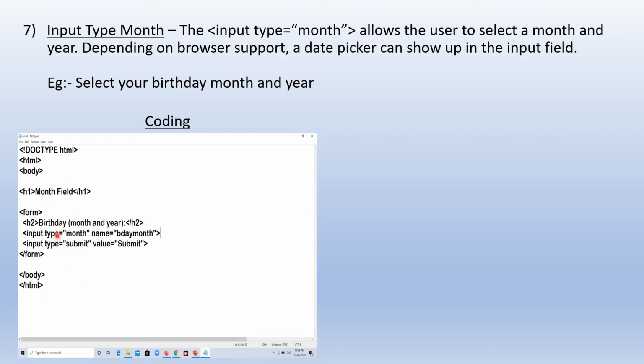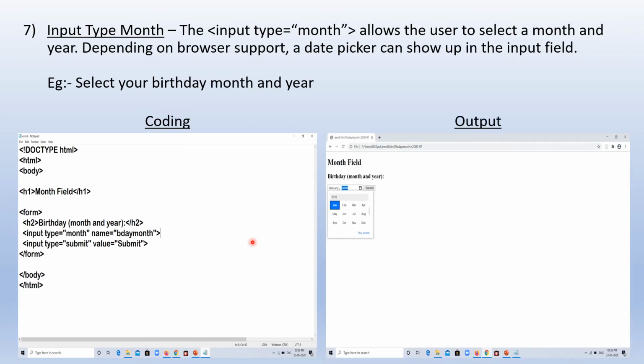So this is the coding where you are going to write birthday month and year. Input type is equal to month. Name is equal to birthday month, input type submit. So see, it is very simple. You should just know how to use this. Now how the output will look for this coding? So see, this is the output. Here this is called as what? Date picker. But in this date picker, as you're using input type month, you're going to see only what? Month and year. So according to your birthday, you can select the year and the month.